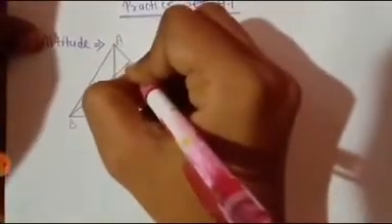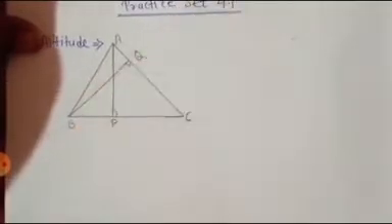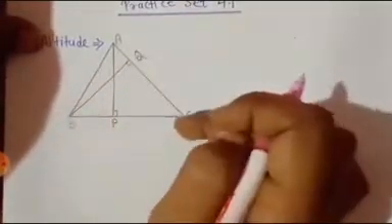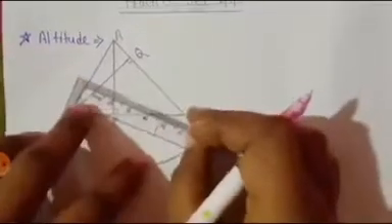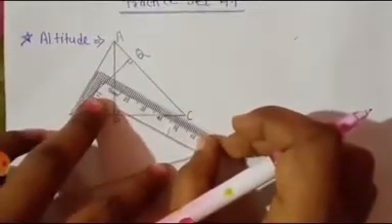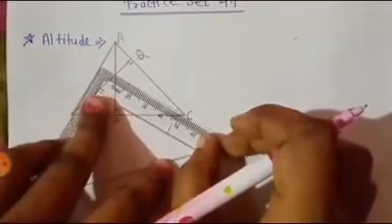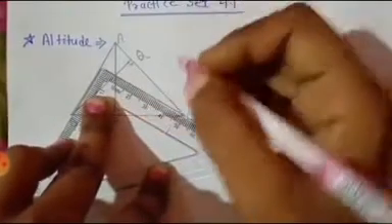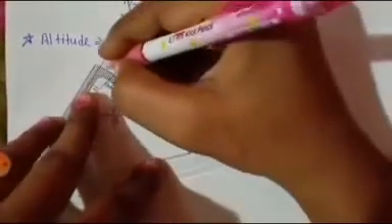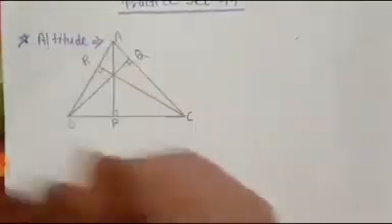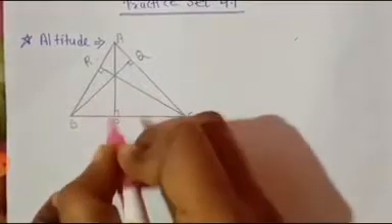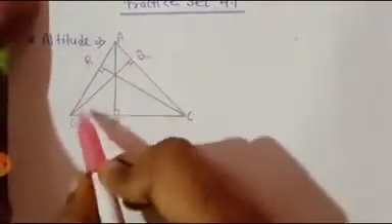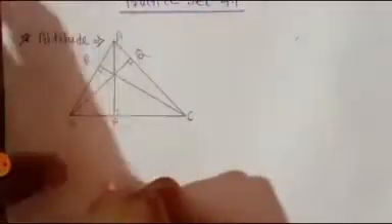Altitude makes 90 degrees. Here we will give the name Q. This is the second altitude. Now the last, third altitude, we will draw passing through the point C. We will set our set square like this and draw a straight line perpendicular to segment AB. This is the third altitude, the third height of the triangle. We will give this the name R. So students, this is the way of drawing the altitudes in a triangle. In one triangle, at the most you can draw only three altitudes.